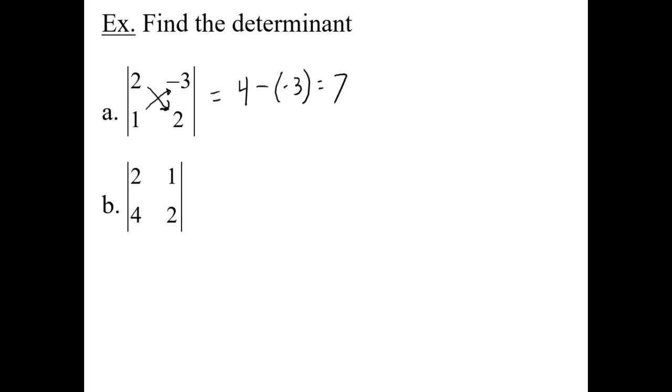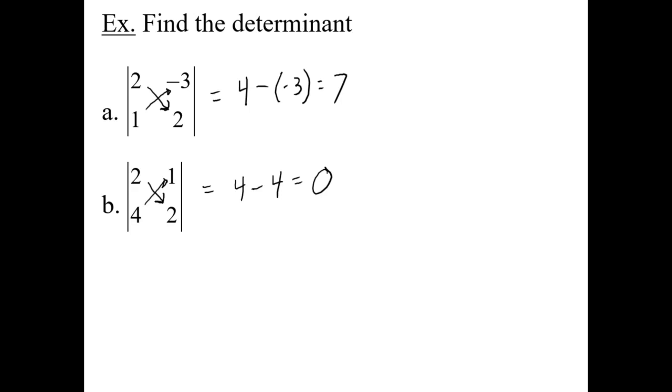Let's look at this example, find this determinant. One more time, multiply the main diagonal, 2 times 2, minus multiply the other diagonal, 4 times 1, and this time we're getting an answer of 0. That's interesting. Determinants can be positive or negative. They can be fractions as long as the entries are fractions. They could be 0, right? We have an example here where the determinant is 0. So it really could be any number.